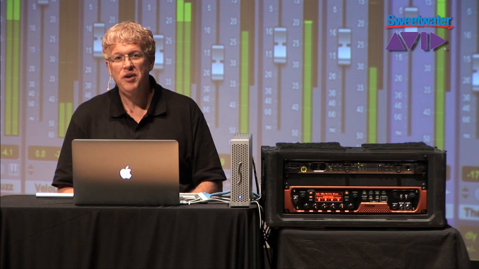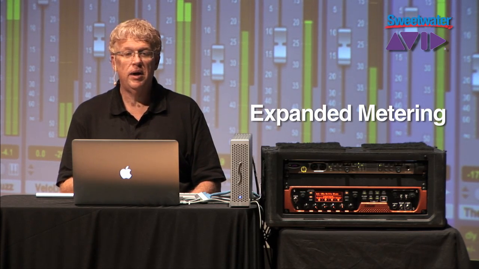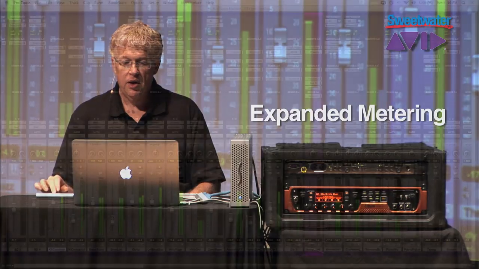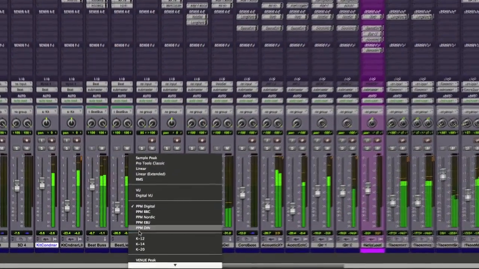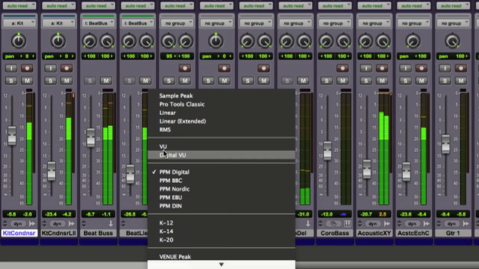Okay, so another new feature in Pro Tools HD software is expanded metering. So this is only for Pro Tools HD, but we've added 17 new meter types to Pro Tools HD. So if I right-click on my meters, you can actually see all of the different choices here, from the classic Pro Tools meters to a variety of different metering types that are available, including the K-series meters, which are a great way to see headroom.